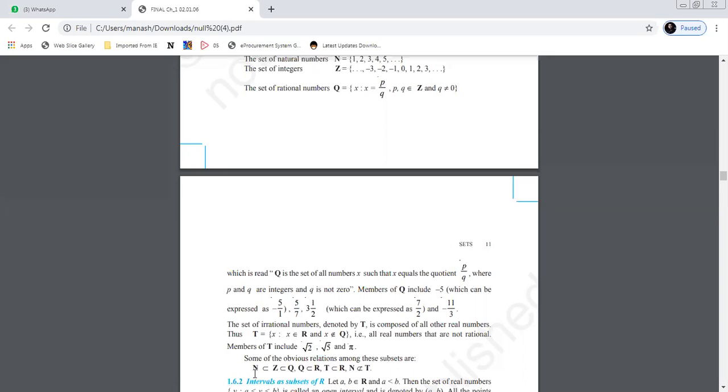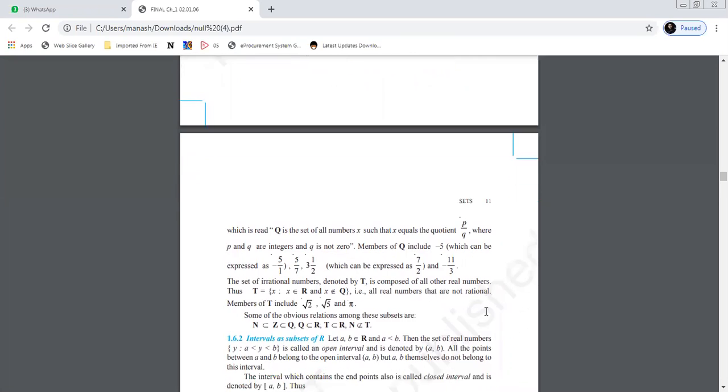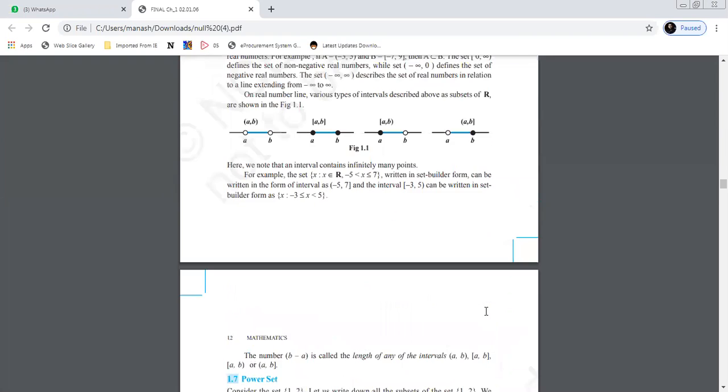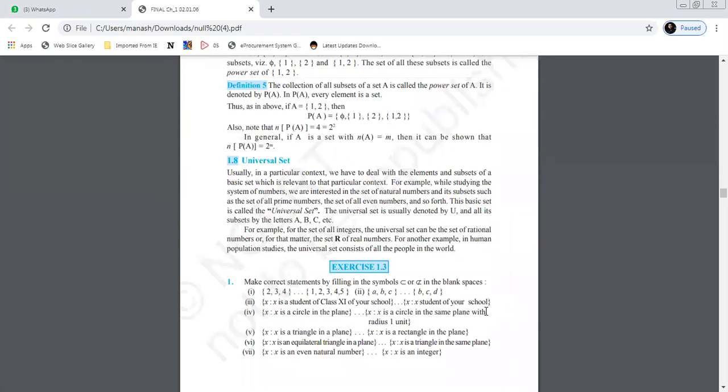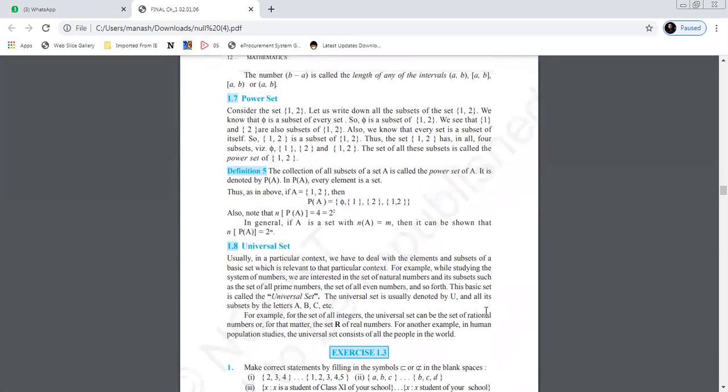Here it is given: N is a subset of Z, where Z means the set of integers. Again, Z is a subset of Q, where Q means the set of rational numbers. After that, Q is also a subset of R, where R means real numbers. Now, I think you know what the power set is. What is the power set?